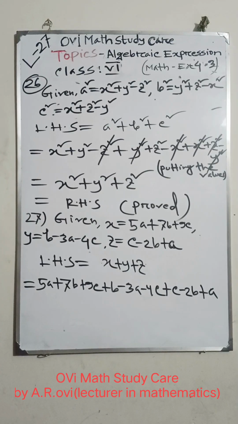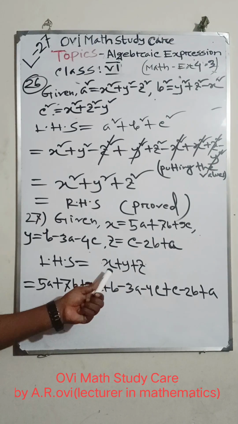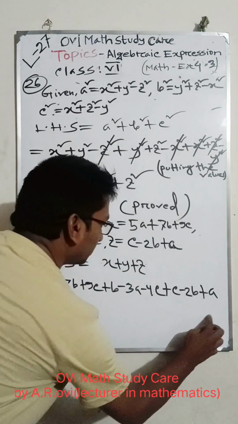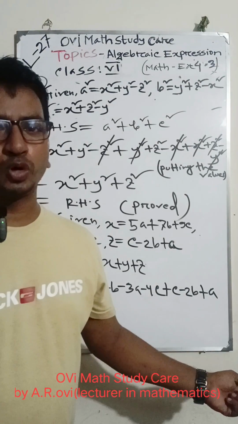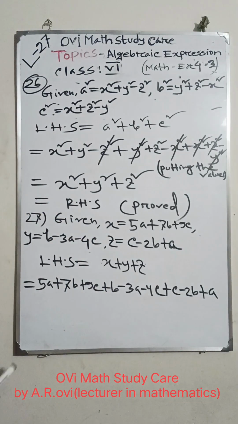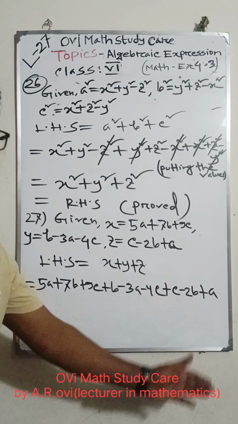Dear students, what has been done here? Here we put the values of x, y, z. So you write the side note, putting the value or putting the values, it is the same. Now you can calculate directly: you can calculate how many a, how many b, how many c.